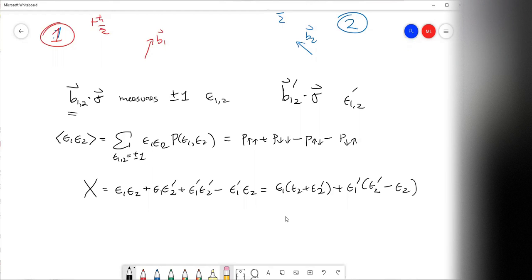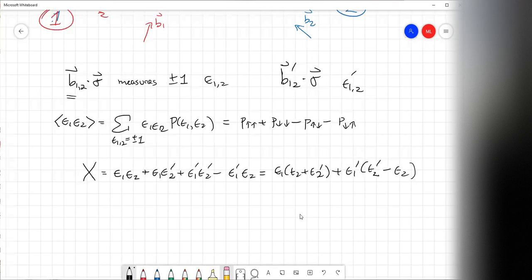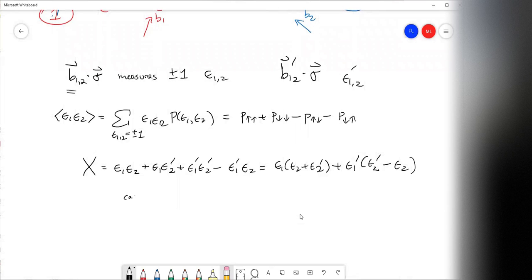So what's the idea here? Again, the measurements only give you plus or minus 1, right? So there's only really 2 cases to consider. In case 1, for instance, you would have epsilon 2 equal to epsilon 2 prime. Then, of course, epsilon 2 plus epsilon 2 prime would be plus or minus 2. That's one possibility, and the other term would be 0. So this quantity would be plus or minus 2.